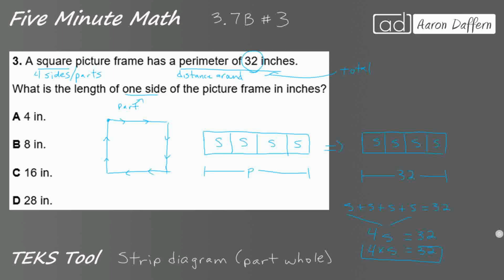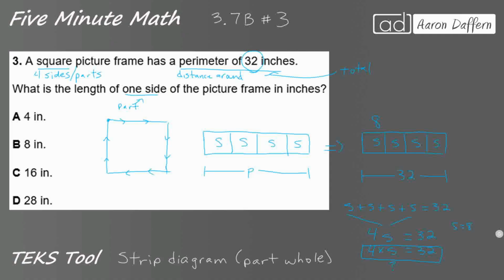Let's look at this right here. 4 times, let's replace this S with a question mark. 4 times what makes 32? That's a basic fact we should know. 4 times 8 makes 32. So what happens if we say S equals 8?